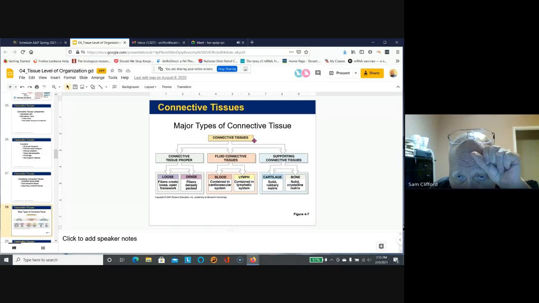Okay, so let's look at these categories. So we're going to talk about loose and dense. Those will be on WebAssign. They have fibers and ground substance. So if you look at Jello with grapes in Jello, the cells are the chondrocytes, and the Jello is the framework that has fibers in it and a ground substance or a jelly-like material. Blood and lymph are also considered connective tissues. That's cartilage and bone.